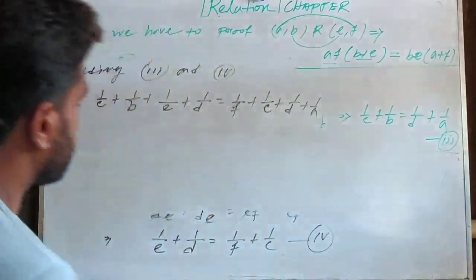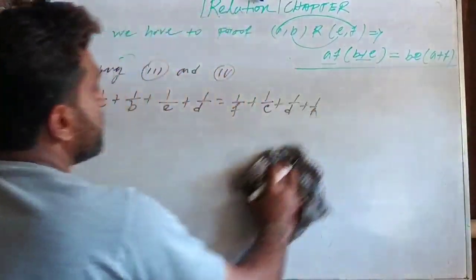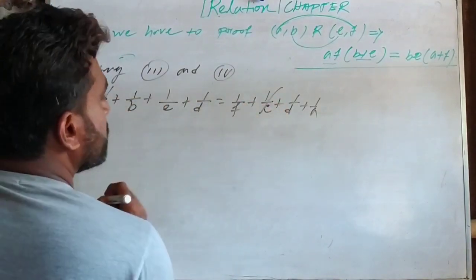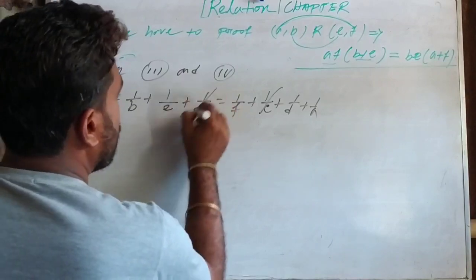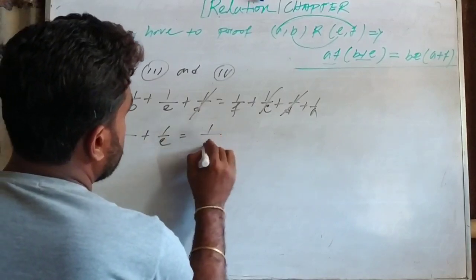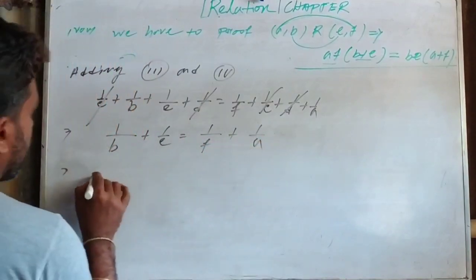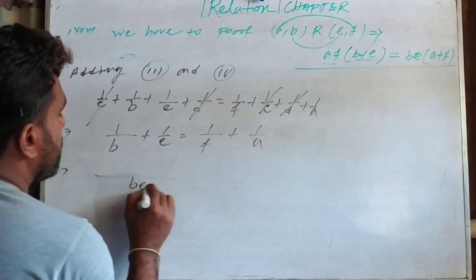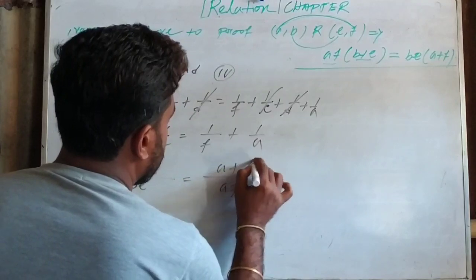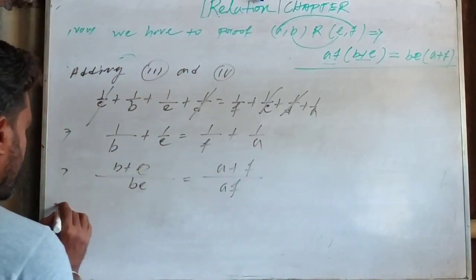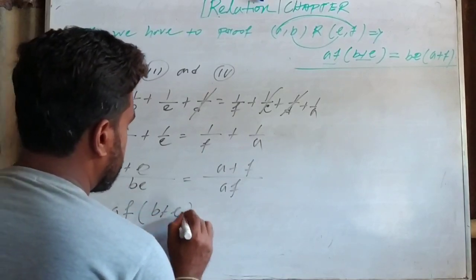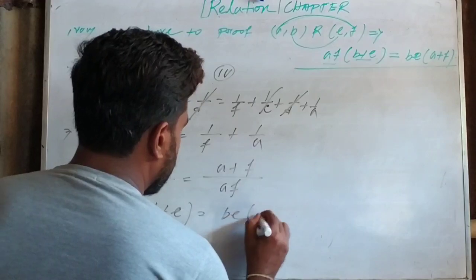Just I have added this equation number 3 and 4. You can see the equation number 3 and 4 was given. So I think something will be cancelled here. Here this 1 by d cancel. So I think 1 by b plus 1 by e equals to 1 by f plus 1 by a. Now you can take the LCM here. Now diagonal multiply. af into b plus e equals to be into a plus f.